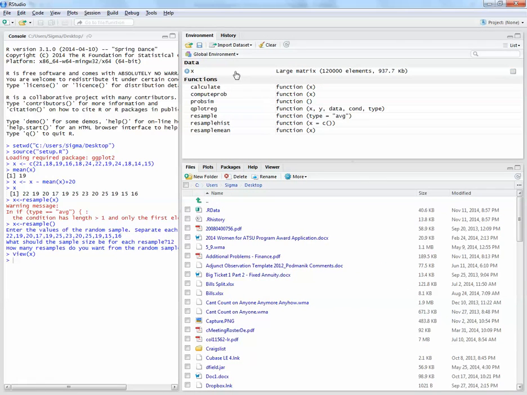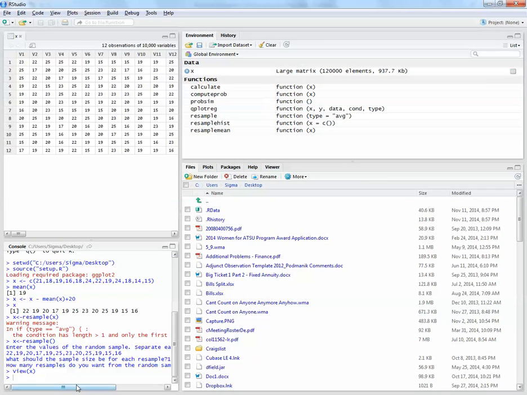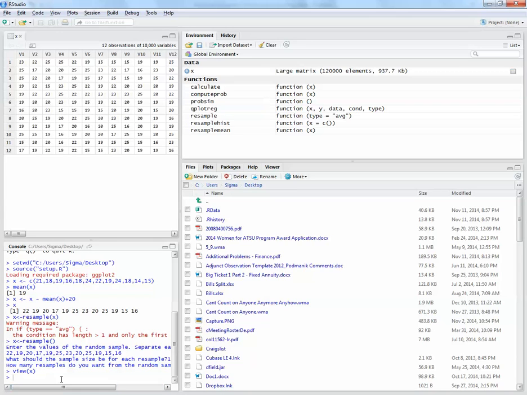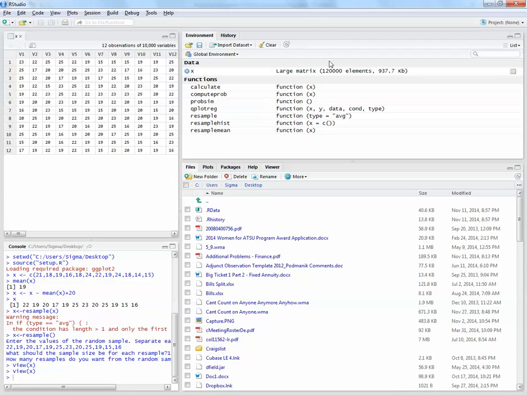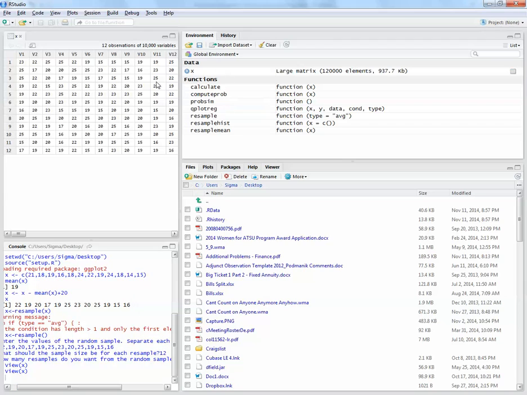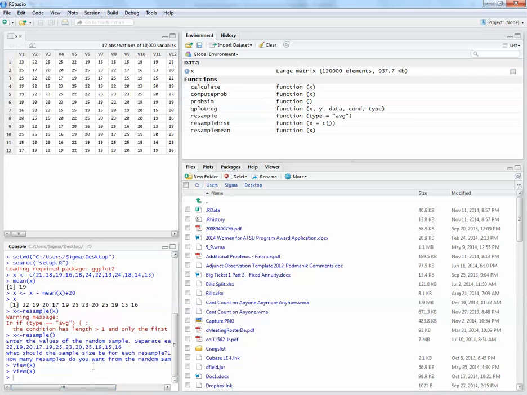Wait, what did I type in? I typed in 12. I did 10,000. No, I'm sorry, it's because I'm repeating 12 die rolls 10,000 times. Okay. So basically now each time we're rolling that 12-sided die, and notice that some values can appear 3 or 4 times because you're rolling a die. There's no limit to how many times something can pop up. You can have up to 12 20s, for example. Not very likely, but you can.